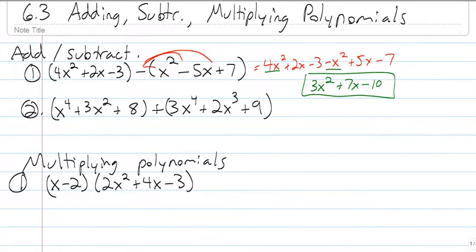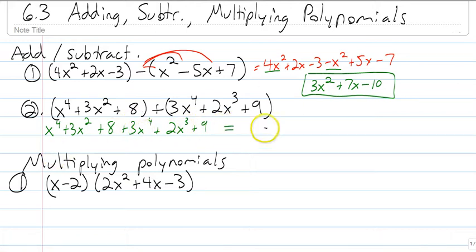Okay? Now with addition, you don't even have to distribute anything. The parentheses just come down. Okay? With addition, it's like the parentheses are not even there, because to distribute a plus is the same thing as keeping everything the same. And then you combine your like terms.